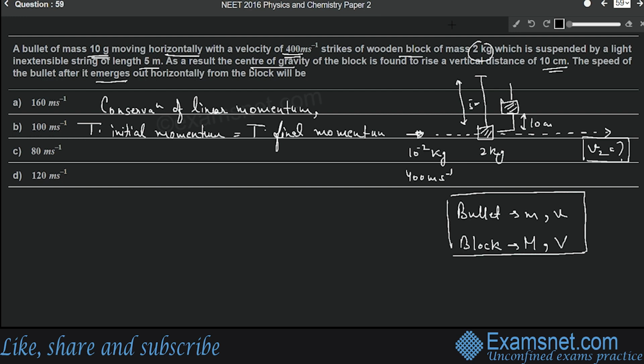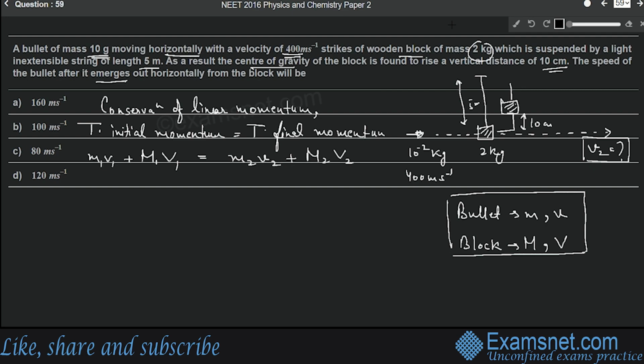Total initial momentum means what? Initial momentum of the bullet plus initial momentum of the block. That means m1 v1 plus capital M1 capital V1, equals total final momentum, meaning final momentum of the bullet plus final momentum of the block. That means m2 v2 plus capital M2 capital V2. Got it? You have to pay attention, otherwise you'll get confused.